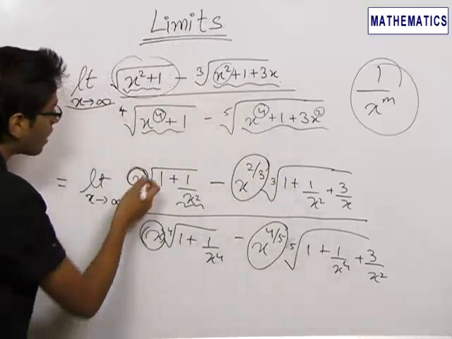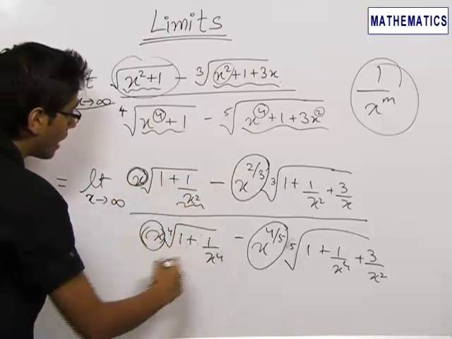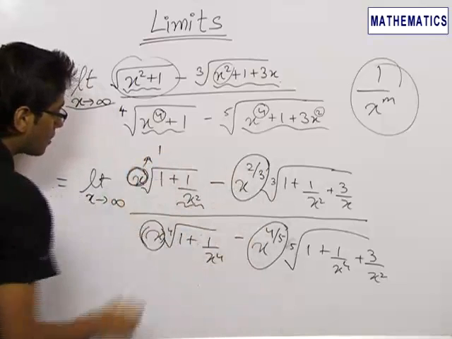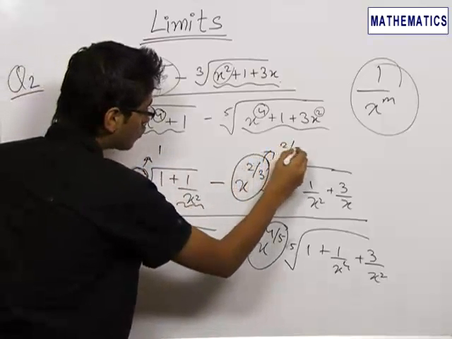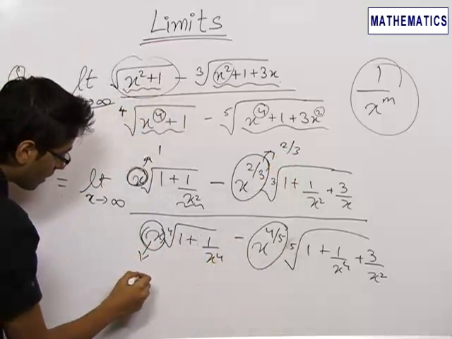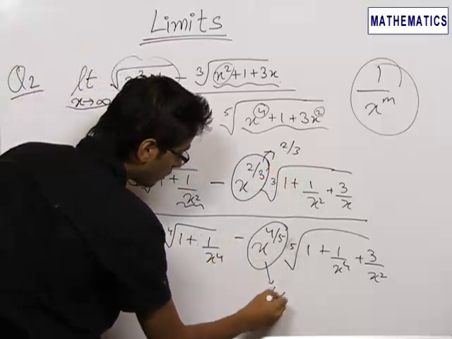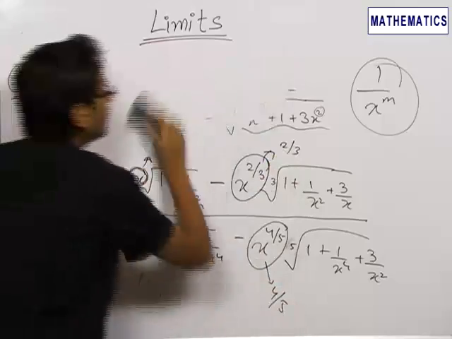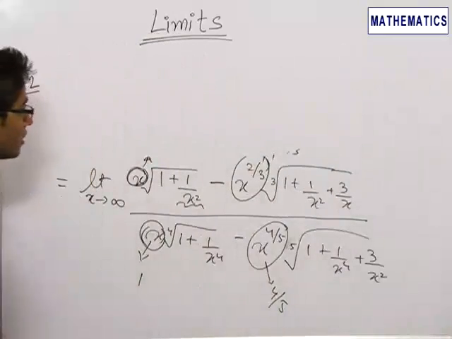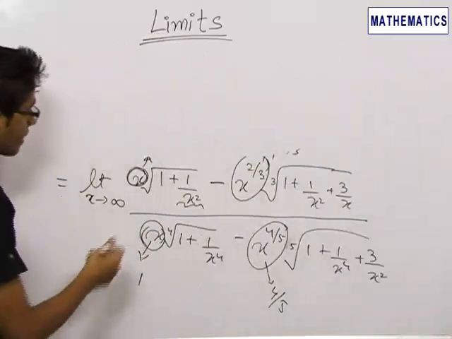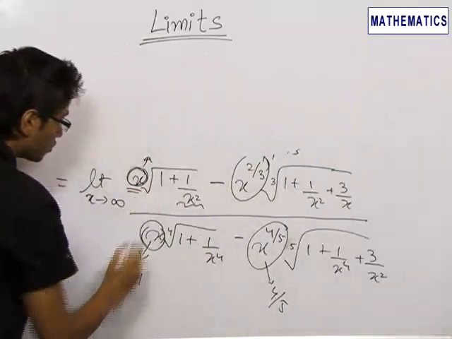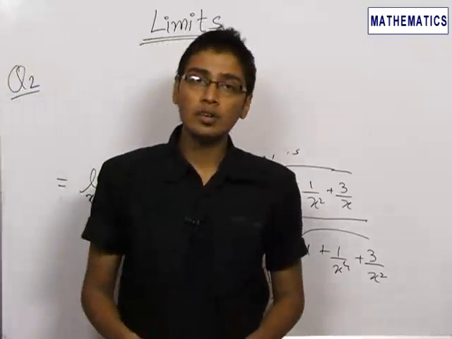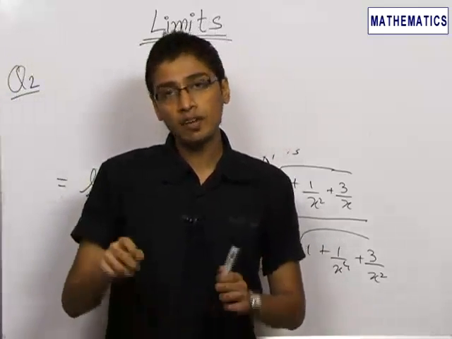For this we need to check what is the highest power of x involved in the numerators and denominators which are outside the square roots and cube roots. There is x whose power is 1, here is x whose power is 2 by 3, here is x whose power is 1, here is x whose power is 4 by 5. We see that the highest power of x is 1. So we divide the numerator and denominator by that x which has the highest power. So we divide the numerator and denominator by x. This we do again in order to create terms like 1 upon x.